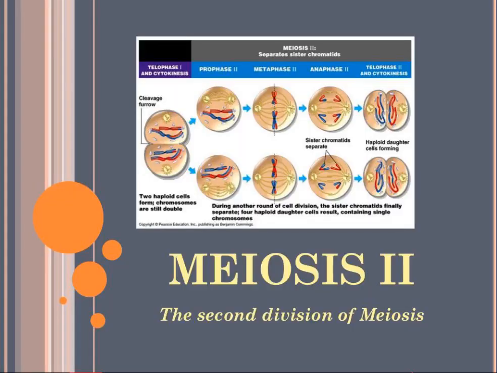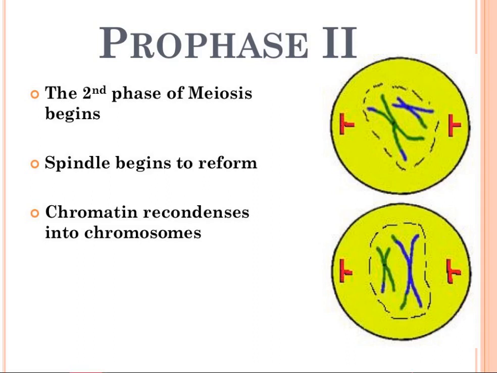So now meiosis 2. This will look much more familiar to you because this is going to look like mitosis. So the spindle begins to reform, the chromatin goes back to the chromosomes, prophase 2.